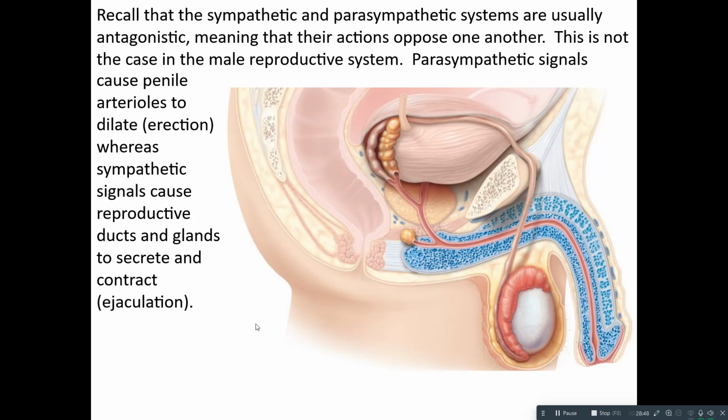So it's not really opposing. It's not saying, okay, this one makes something go one way and the other goes the other way. Instead, we got two related processes that require one another in the male reproductive system. So erection is a parasympathetic event, while ejaculation is a sympathetic event.